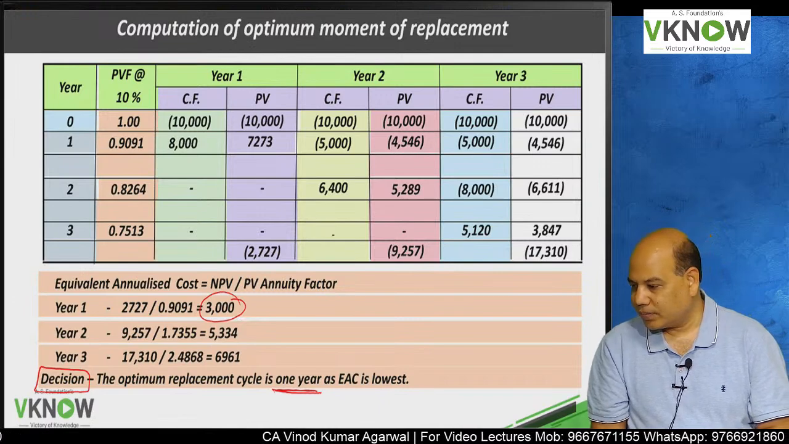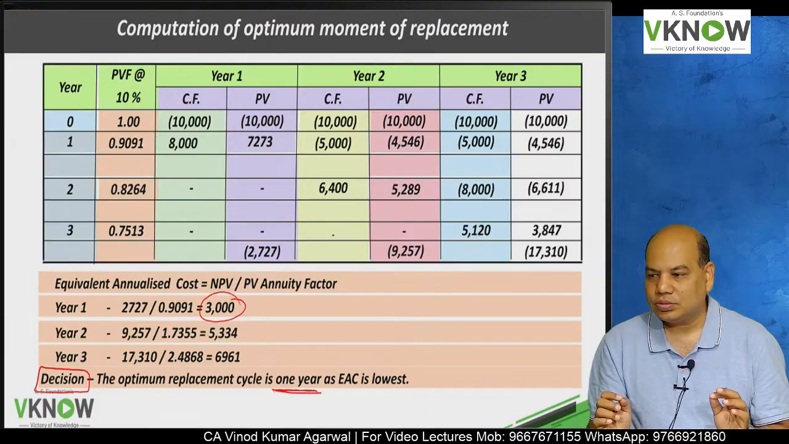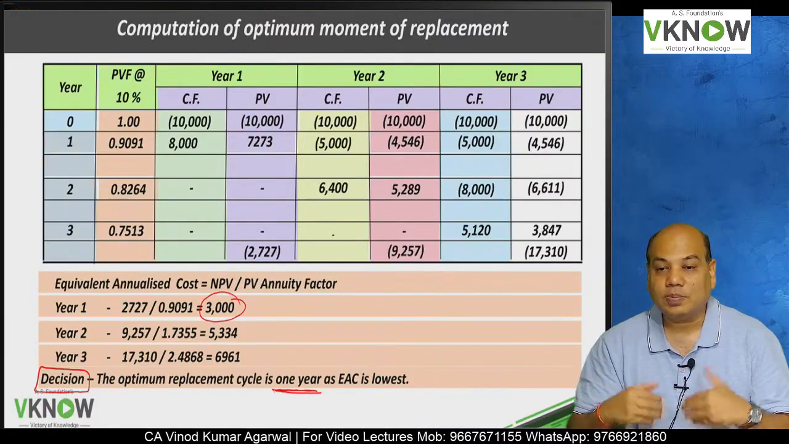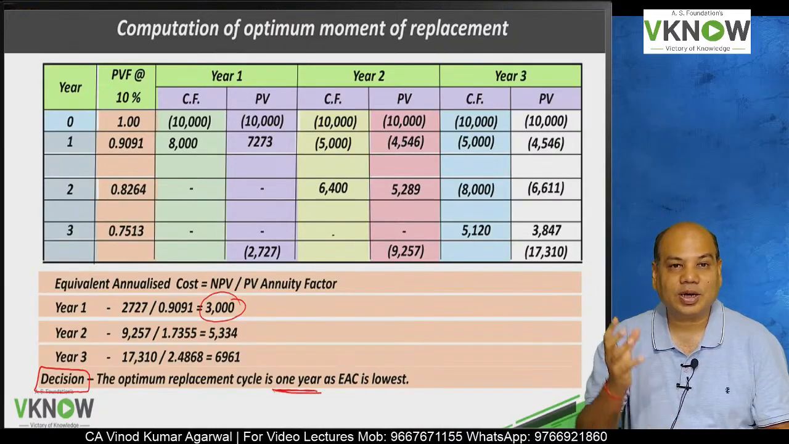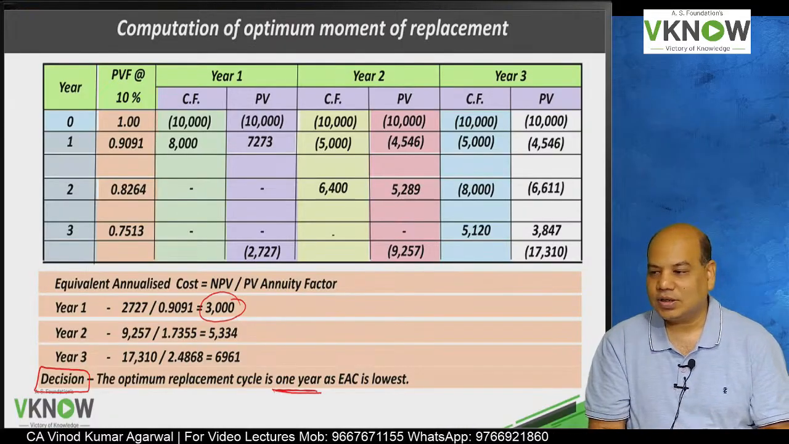Do you agree? This is how we will compute the optimum replacement cycle of an asset. You can apply it in your own life also. Apply it for your mobile phone, your two-wheeler, your car. Is it right?